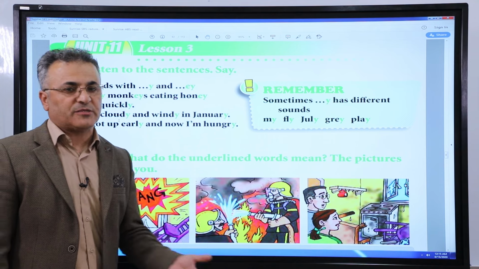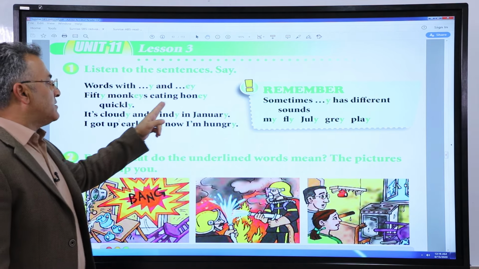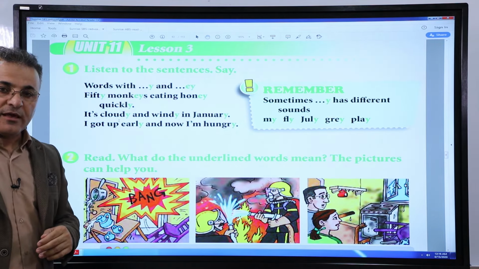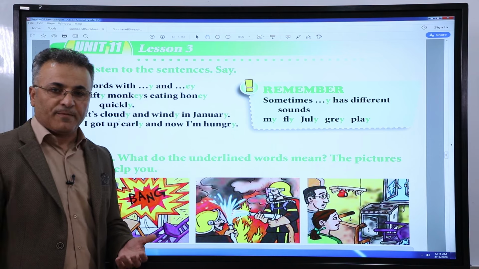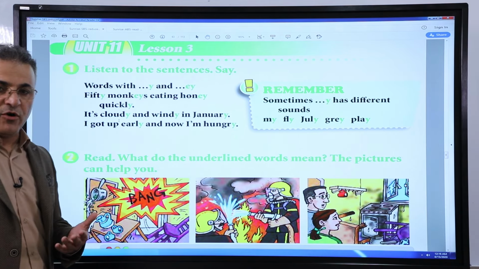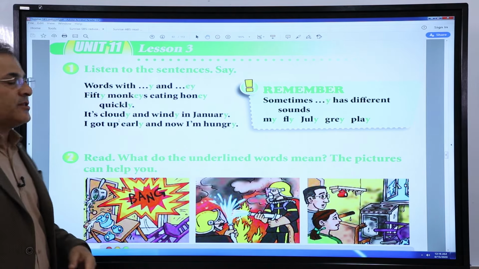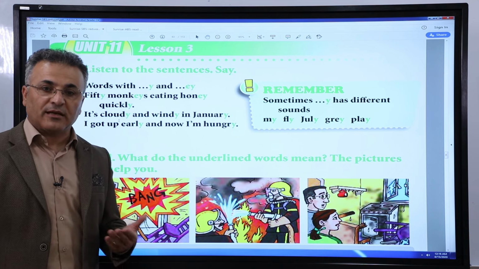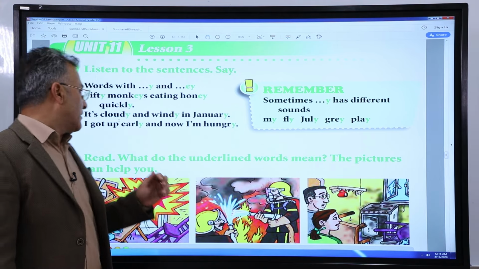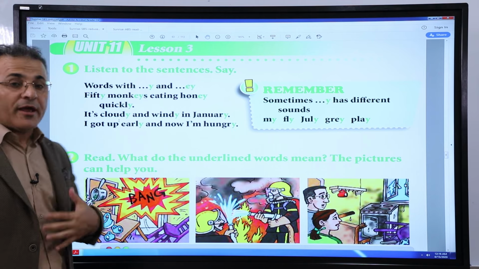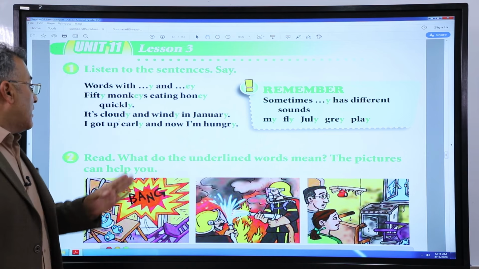50 monkeys eating honey quickly. It's cloudy and windy in January. I got up early and now I am hungry.